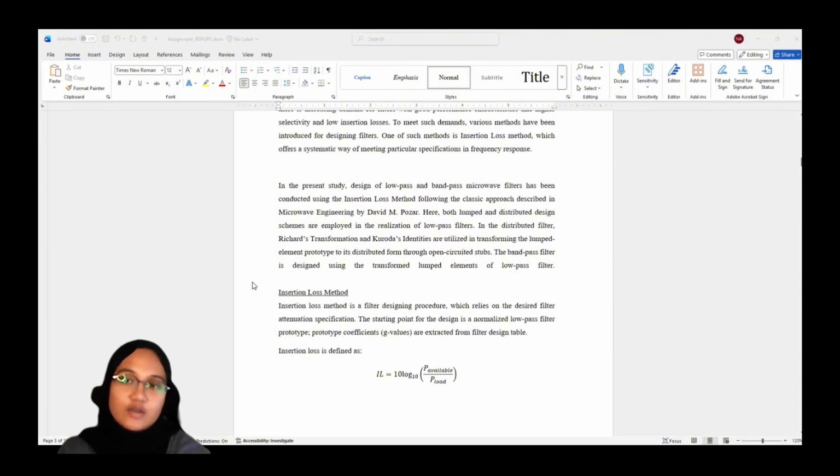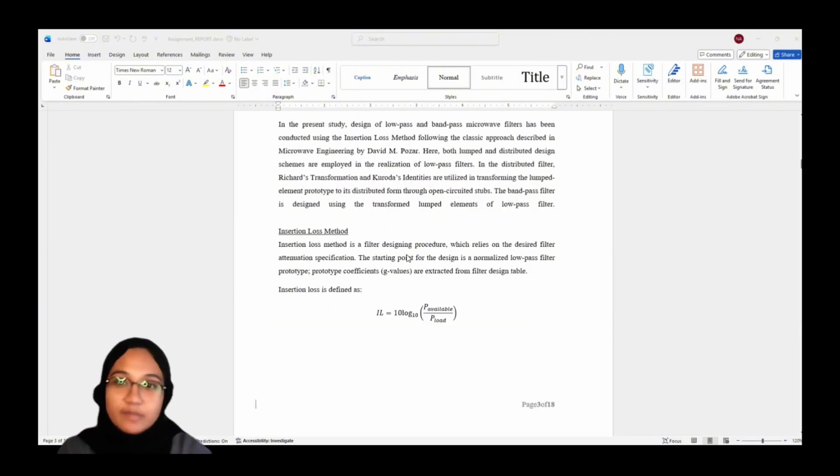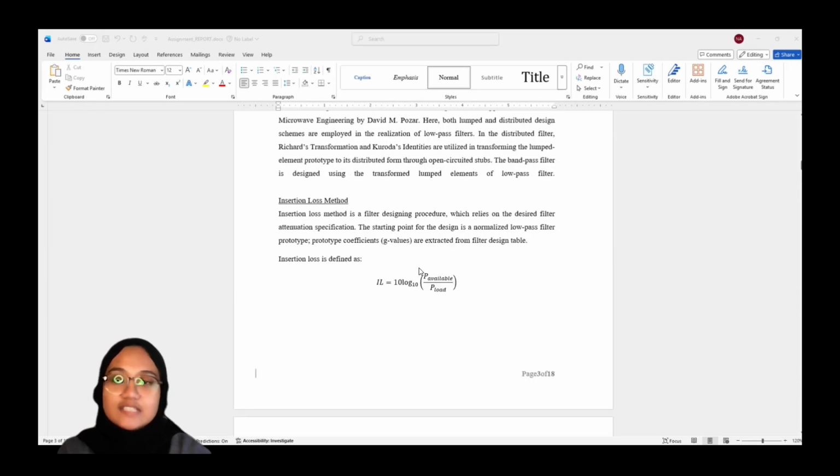In this project, we are given two tasks to design. The first one is a low pass filter, and the second one is a band pass filter, and verify their performance using ADS software. The main design technique is the insertion loss method. This method uses filter specifications such as ripple and attenuation to determine the filter order and component values. It provides a systematic approach to achieve the required frequency response.